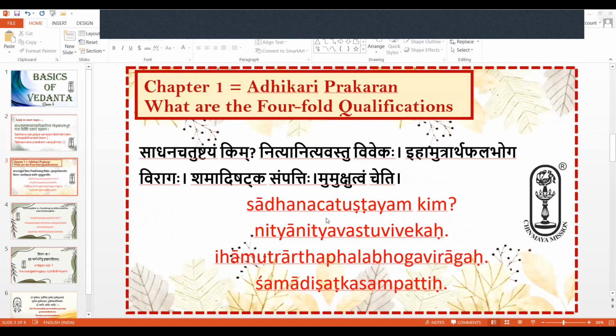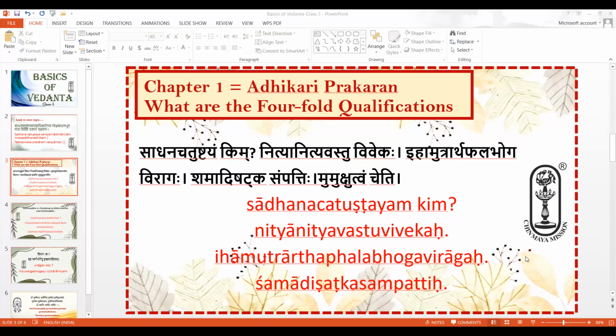What are you talking about? What fourfold things are there? Chatushtaya means fourfold. Sadhan means instrument. What are those fourfold instruments? So first one is Vivekaha, discrimination. Discrimination between what? Nitya, Anitya Vastu. Between the two, that is, we will see this. Between the Nitya and Anitya Vastu, to discriminate between what is temporary and what is absolute. That is called Vivekaha.